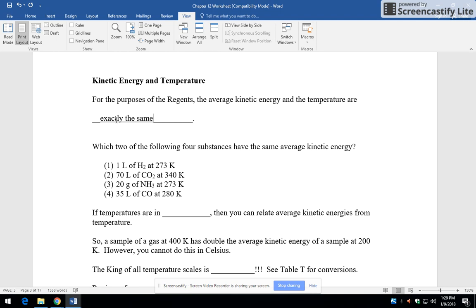And the Regents loves to trick you with things like this by giving you different amounts of everything. But if you notice, Ben just paid attention to the temperature. Temperature is 273 Kelvin here, 273 Kelvin there. So if the temperatures are in, what scale? Fill that in. That's part of your homework. Then you can relate the average kinetic energies from temperature.